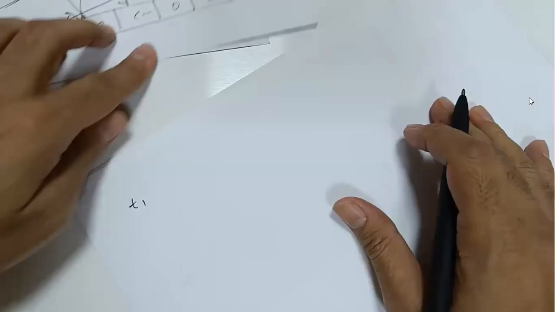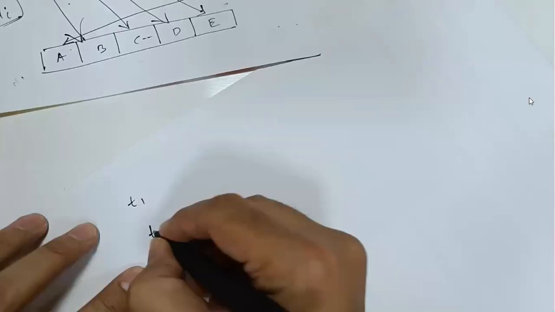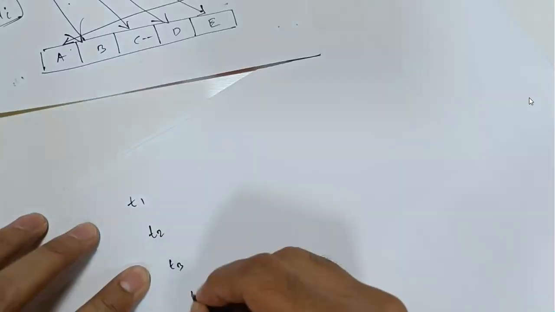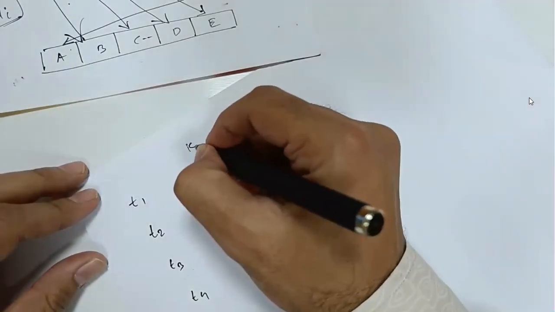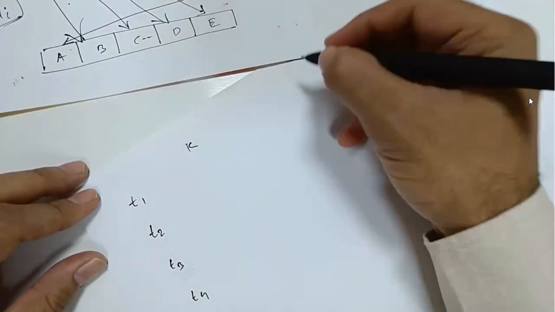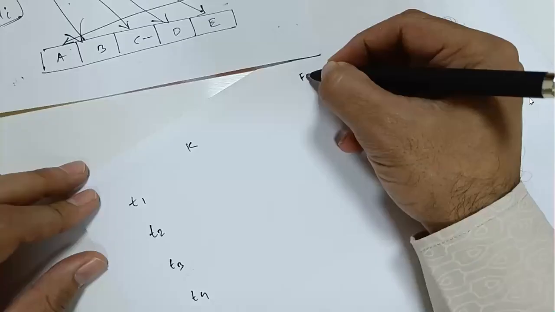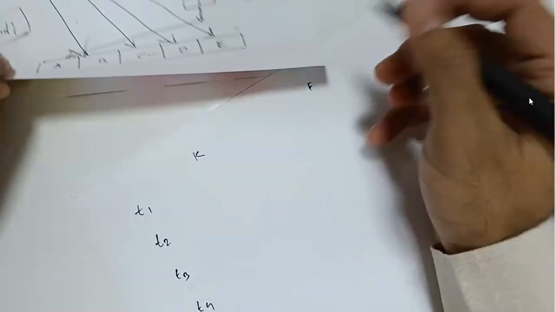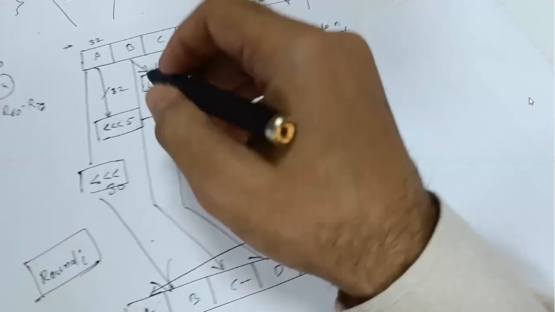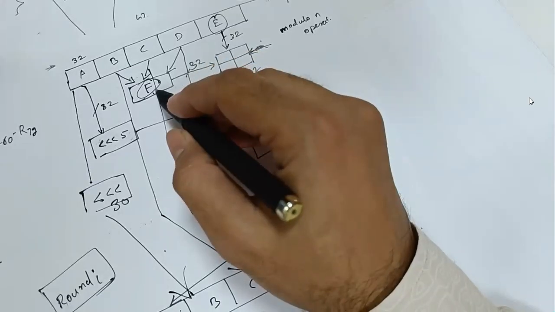For different stages, T1, T2, T3, T4, there is some constant k, and there is some function. This feastal function is also different for different stages.